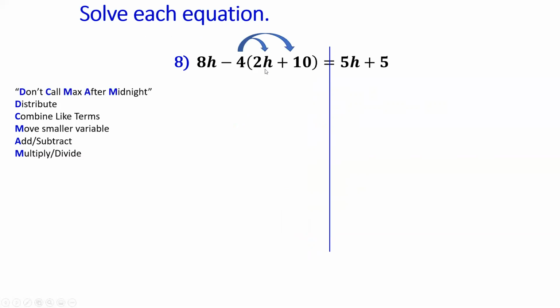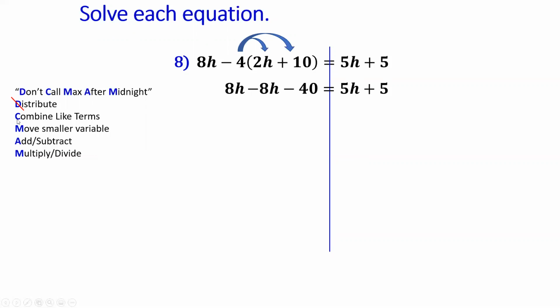Negative 4 times 2h, you just treat these as two numbers. Negative 4 times 2 is negative 8, and then you just attach the h. And a negative 4 times a 10 is a negative 40. This 8h in the front, I didn't distribute it, so I'm just going to bring it down. And on the right side, I didn't have to do anything, so I'm going to bring the 5h plus 5 down.